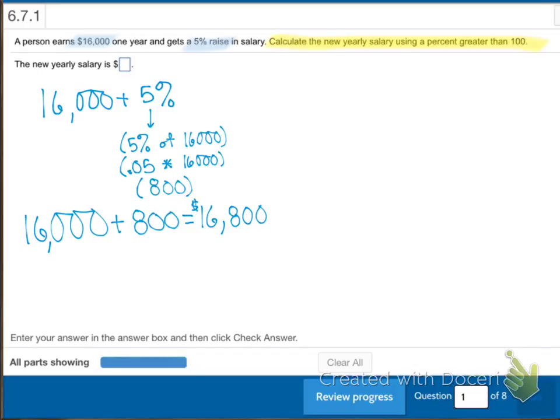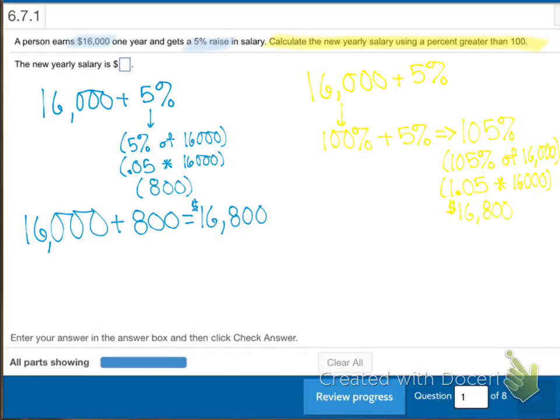All right, so calculate the yearly salary using the percent greater than 100. So we solved it and we broke it up into pieces. What you can also do is calculate it using a percent greater than 100. Start off with the same thing, 16,000 plus 5%. 16,000 is 100% of what I currently make because it's all that I make, and I'm getting an additional 5%. So I'm at 100%, I'm making an extra 5%, so that means I'll get 105% of what I currently make. So that's 105% of 16,000. So that changes into 1.05 times 16,000 when I change that percent into a decimal.